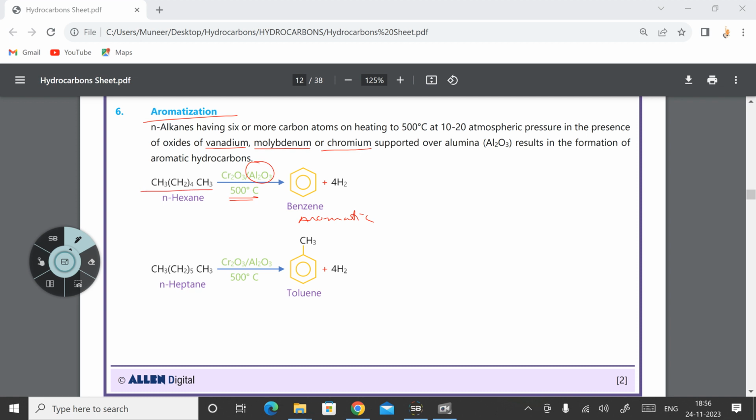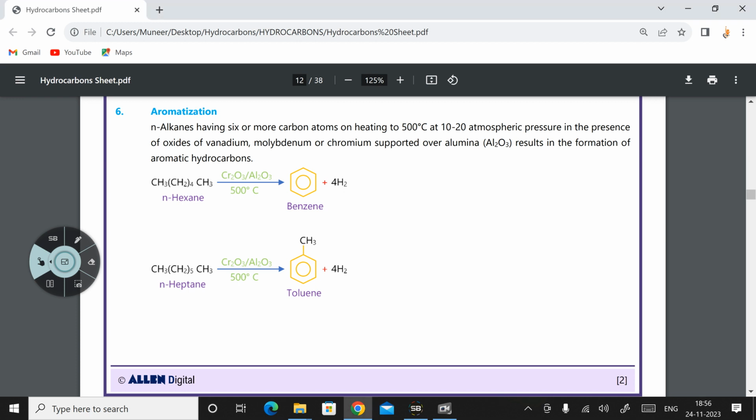Aromatic compound. A long chain alkane is converted into an aromatic compound in the presence of oxides of vanadium, molybdenum, chromium, Cr2O3, in the presence of Al2O3. The reaction is Al2O3 and HCl. Al2O3 with HCl is used in isomerization. In aromatization, Al2O3 with Cr2O3 or vanadium oxide or molybdenum oxide is used.